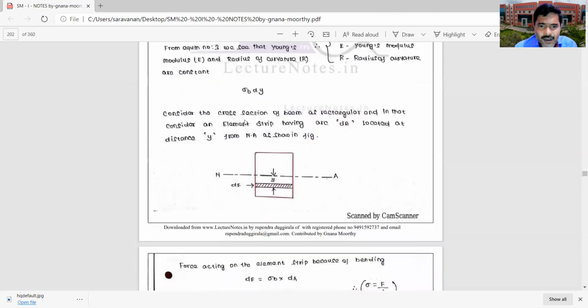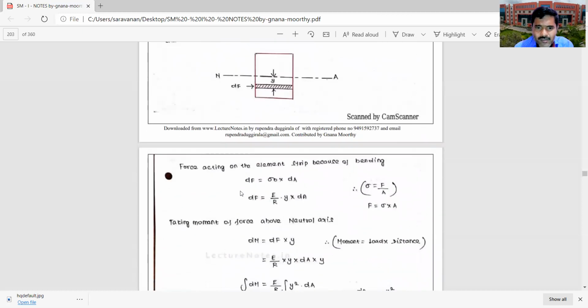Now consider the cross section of the beam. Consider the beam cross section to be rectangular, and in that consider a small element of strip having area dA, located at a distance of y from the neutral axis. This small layer is subjected to the force dF.